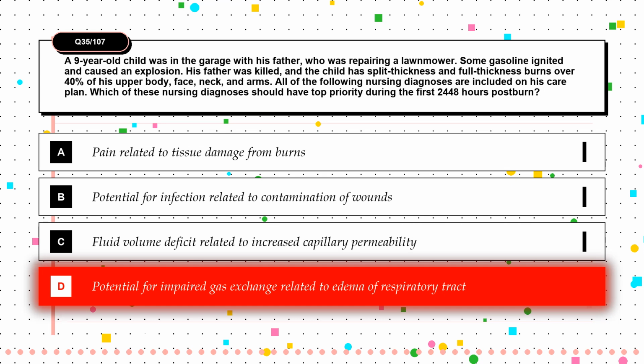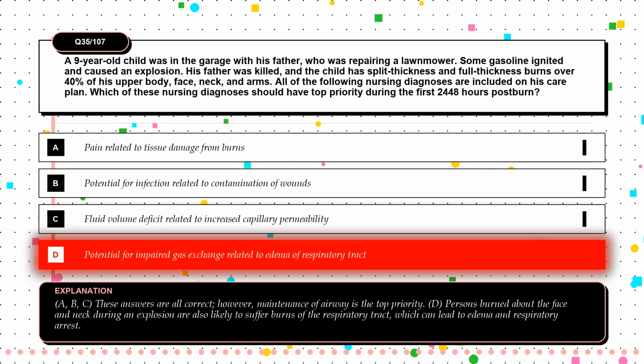The correct answer is option D. Potential for impaired gas exchange related to edema of respiratory tract. A, B, C. These answers are all correct. However, maintenance of airway is the top priority. D. Persons burned about the face and neck during an explosion are also likely to suffer burns of the respiratory tract, which can lead to edema and respiratory arrest.